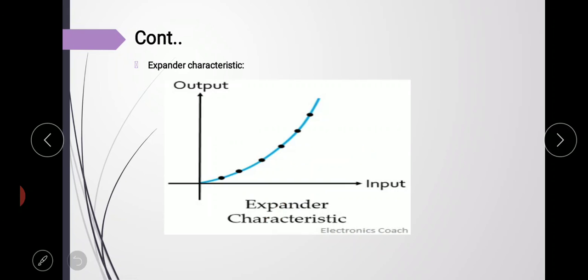Okay, then characteristic of expander. So expander performs reverse operation of the compander. So it is clear from the figure that expander provides amplification to strong signal and attenuates the low input signal. So when at the starting the input signal is weak, it attenuates the input signal. Okay, so the curve shows like this. But when the input is high enough, at that time it amplifies that input signal. Because of that the curve is like this, means it increases because of amplification.